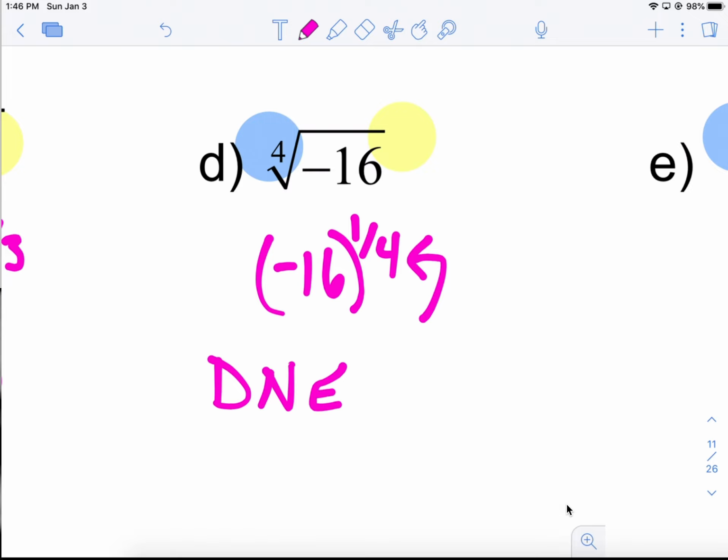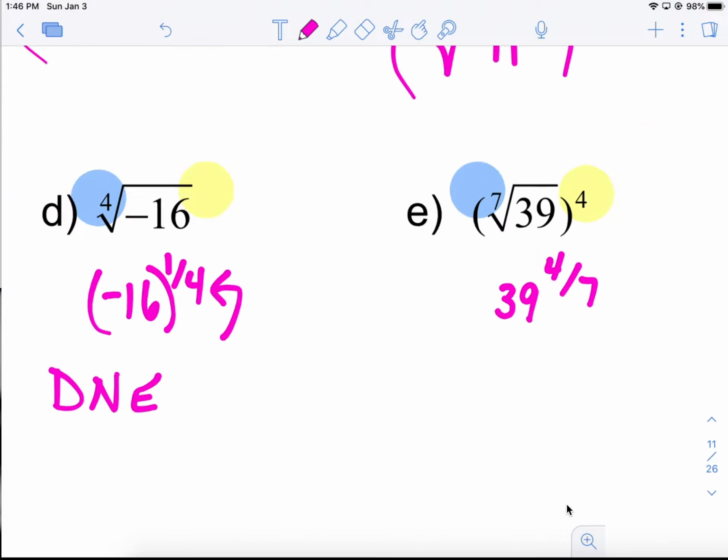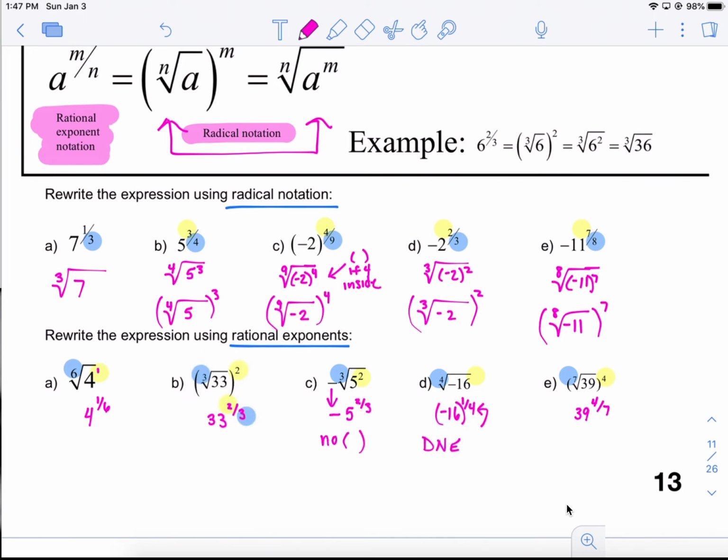Just to be clear, because this is an even number, you actually cannot have this. This does not exist, okay? It's kind of like square rooting a negative. You can't quarter root a negative either, okay? All right, last one, we're gonna take that 39, 4 is our numerator, 7 is our denominator. If you need to pause, write anything down on this page, you may do so now. We're going to the next page.